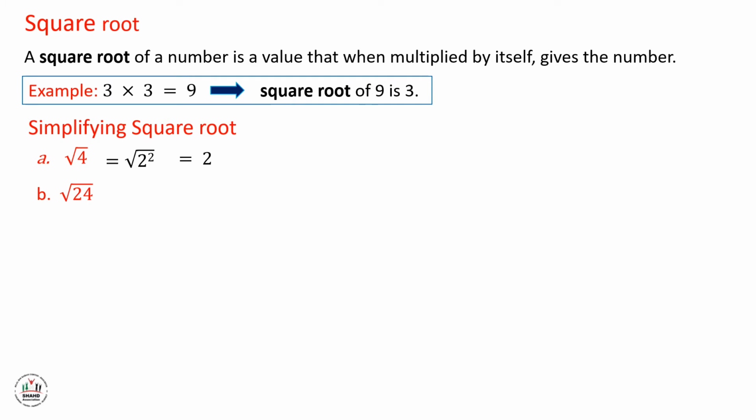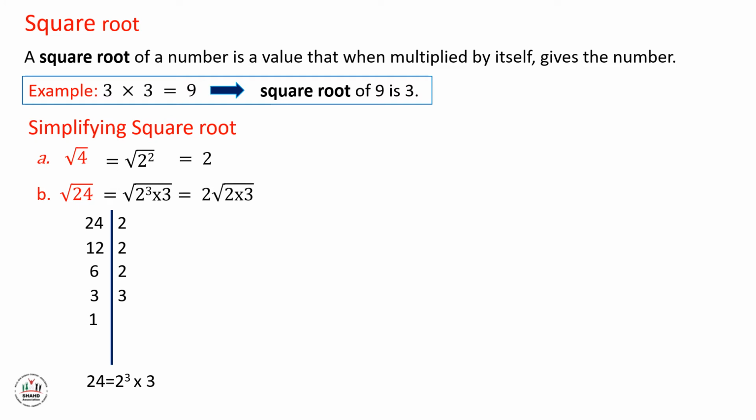Now radical 24. Let's do prime factorization, or you can do it mentally. So 24 divided by 2 equal to 12. 12 divided by 2 equal to 6. 6 over 2 equal to 3, and 3 over 3 equal to 1. So we can write 24 as 2 to the power 3 times 3. So now we should write 2 to the power 3 as 2 squared times 2. We take 2 squared out of the radical as 2, and we keep 2 inside the radical. So the answer is equal to 2 radical 2 times 3, which is equal to 2 radical 6.